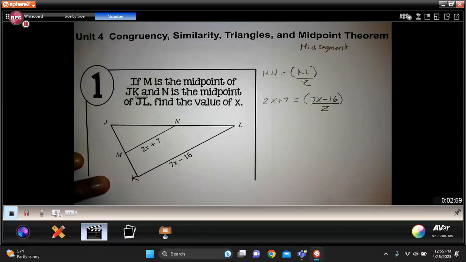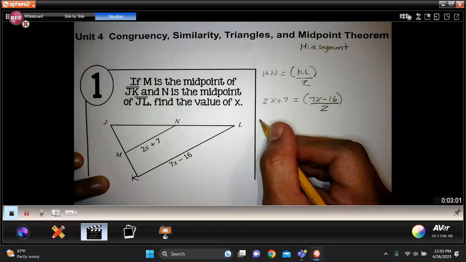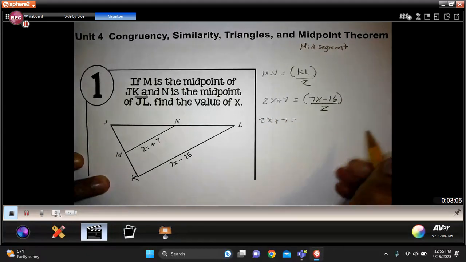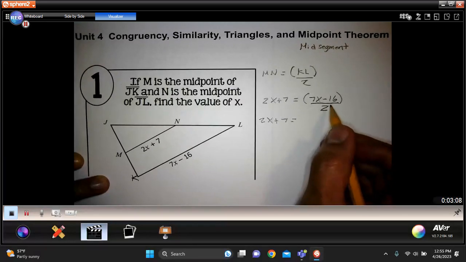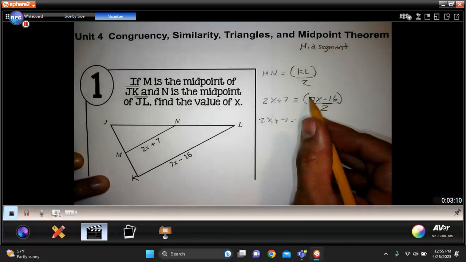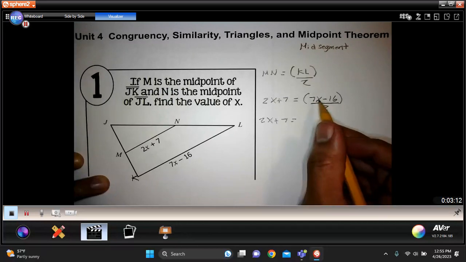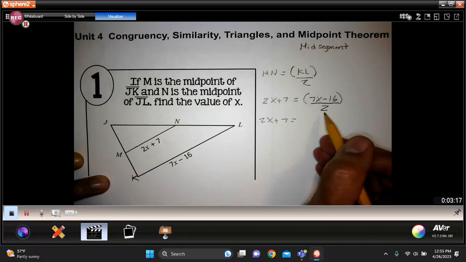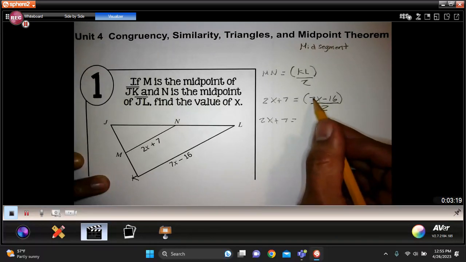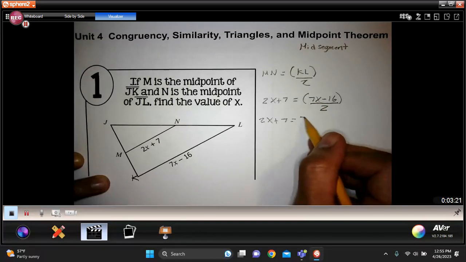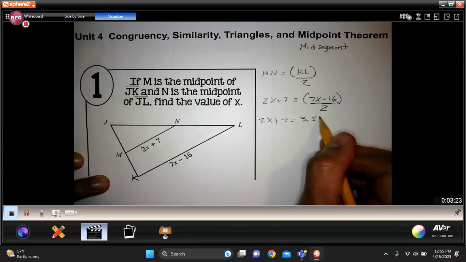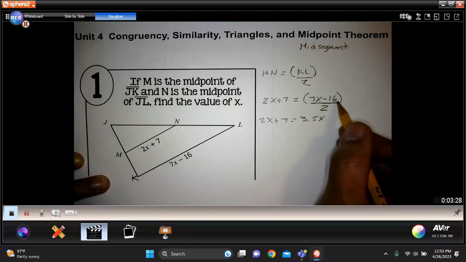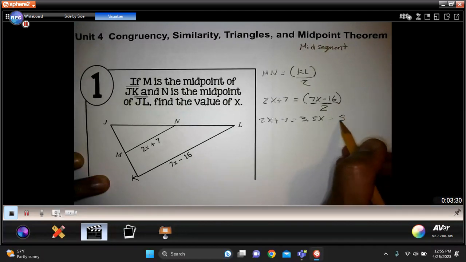Now, let's solve the equation. I'm not going to do anything with this equation yet. It's going to be 2x plus 7 equals, all these we have to divide by 2. If you divide 7x by 2, you can write 7 halves in here, but it's a lot easier to just go ahead and divide the 7 by 2. That's going to give you 3.5x, and then minus 16 divided by 2 is going to be minus 8.